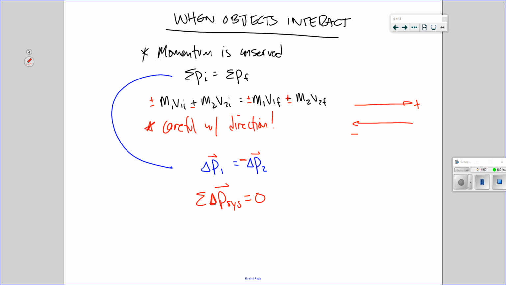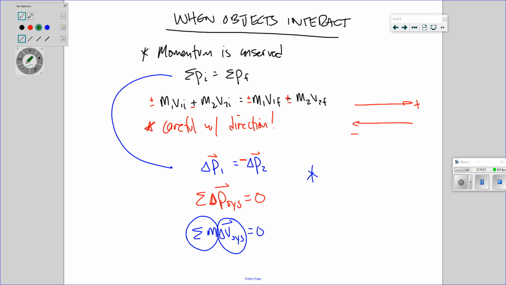And well, then we can say the net delta P, so we can say that the net m delta v of the system is 0. And guess what? The net mass of the system is always the same. That's the definition of a system. We're saying here are the things that we are including as a system, right? So this says that delta v of the system is 0. That's an important fact, especially as it pertains to College Board. College Board really seems to dig this.